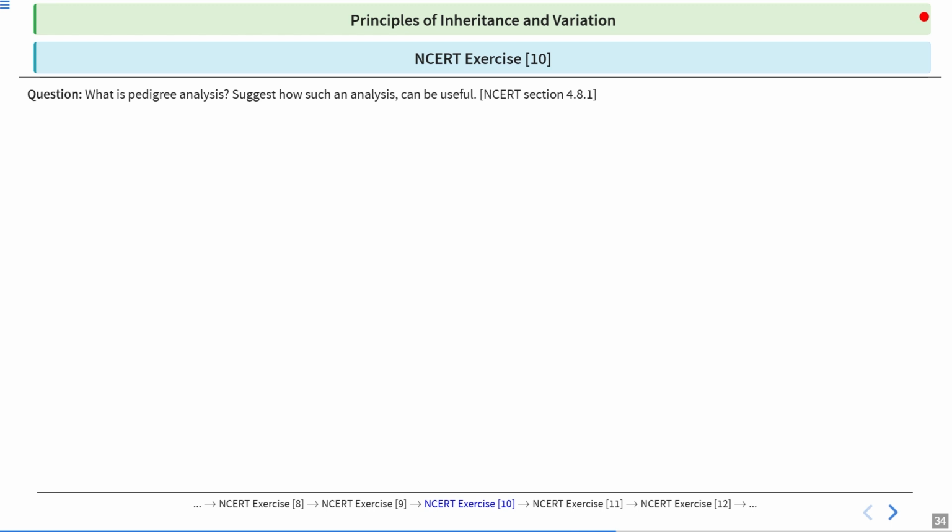The next question: what is pedigree analysis, and suggest how such analysis can be useful. So this question is based on pedigree analysis. Okay. By pedigree analysis, you can study inheritance of traits, you can study inheritance of abnormalities, diseases, genetic disorders. Okay. So how can this pedigree analysis be useful? What will be the answer for this question?